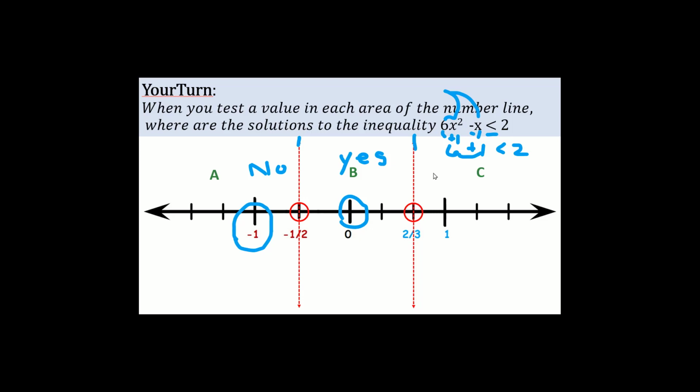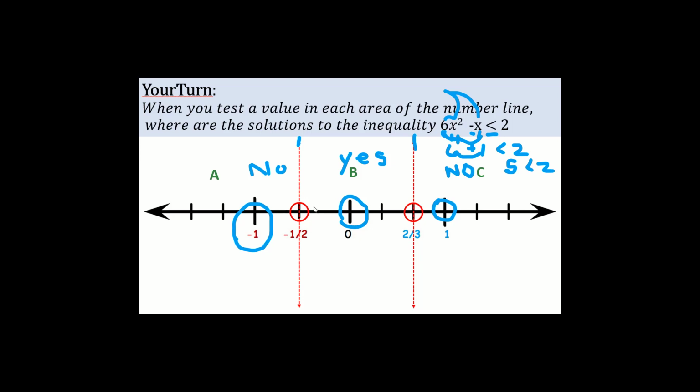Alright, pick a number on the right. I had to drink some water. Okay, now pick a number in this area. We're going to pick 1 to make it easy. So 6 times 1 is 6, minus 1 is 5. Is 5 less than 2? And the answer is no.